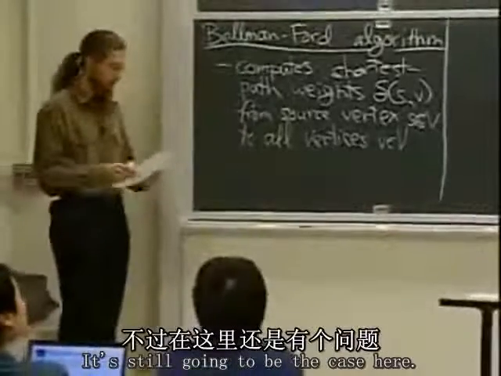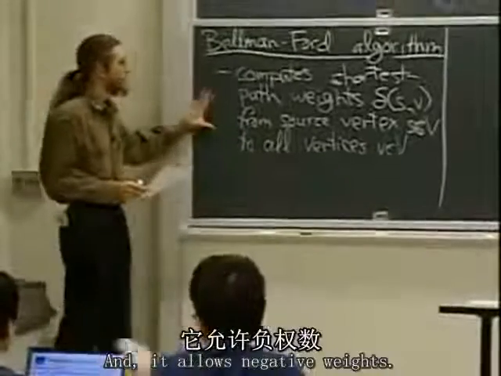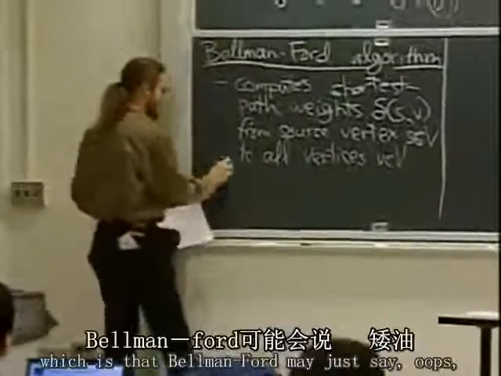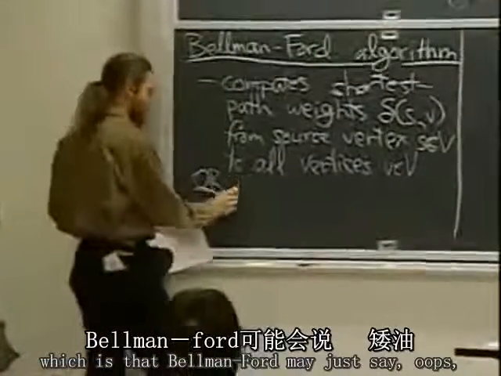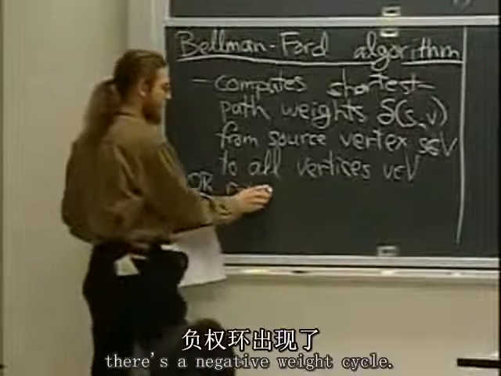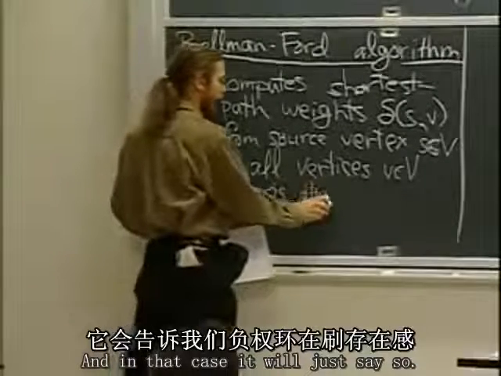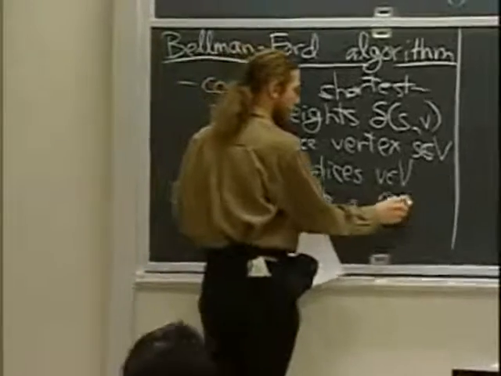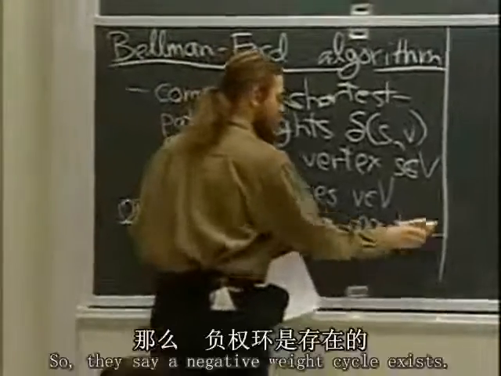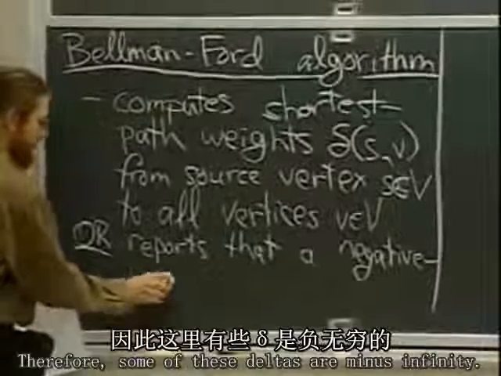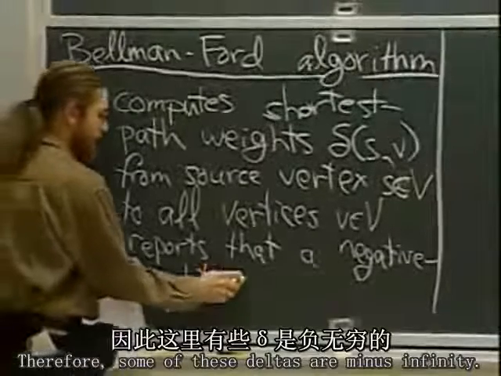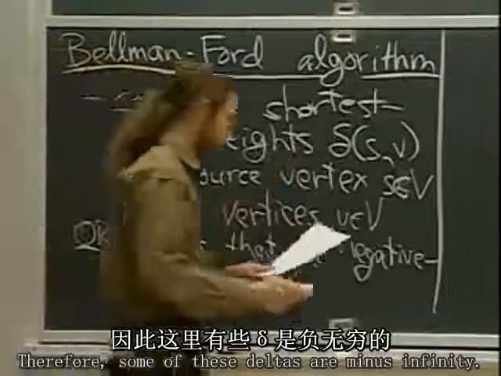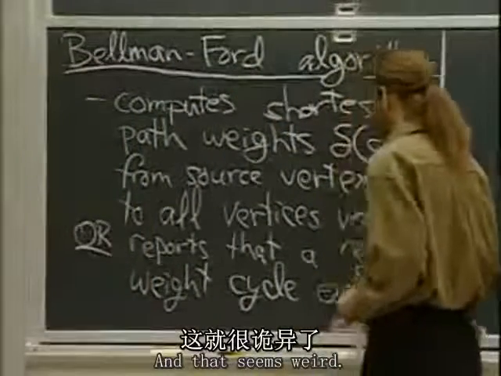It's still going to be the case here. And it allows negative weights, and this is the good case, but there's an alternative, which is that Bellman-Ford may just say, oops, there's a negative weight cycle. And in that case, it'll just say so. So say a negative weight cycle exists. Therefore, some of these deltas are minus infinity, and that seems weird.